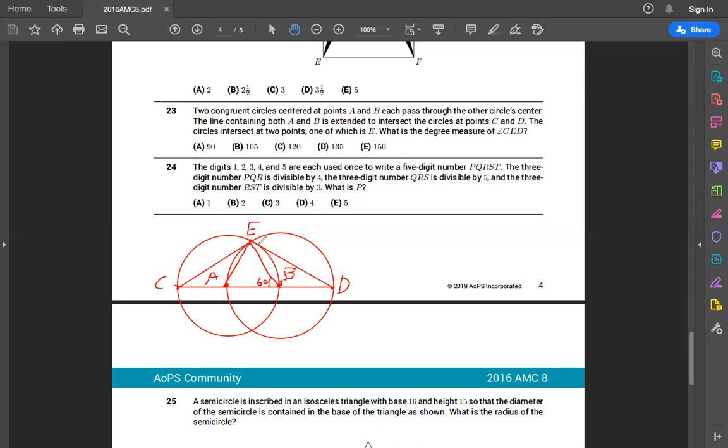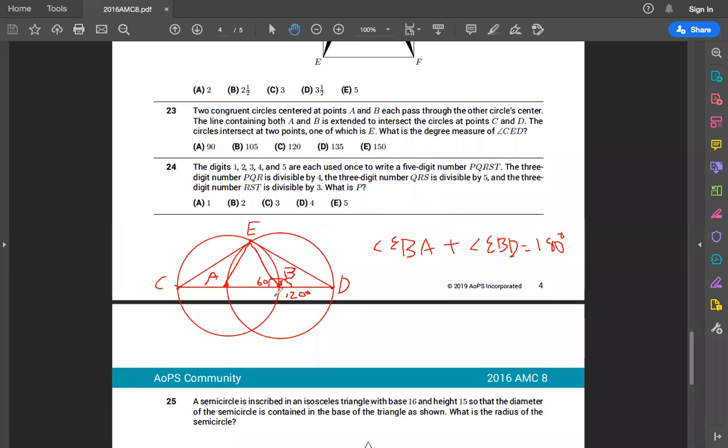And then the angle EBD is the other part of a straight line. So that means that this 60 angle and this unknown angle have to add up to 180. Right, so we have EBA plus EBD equals 180 degrees. So that makes this 120 degrees.